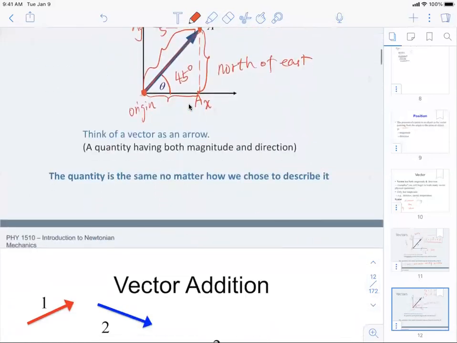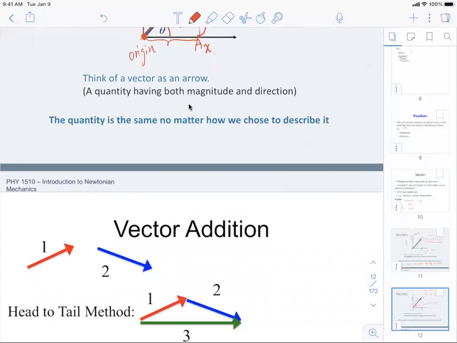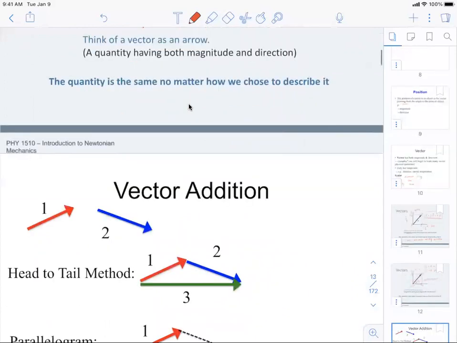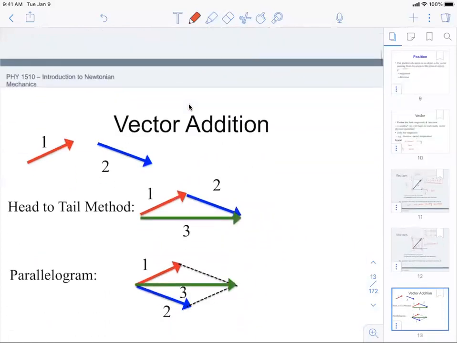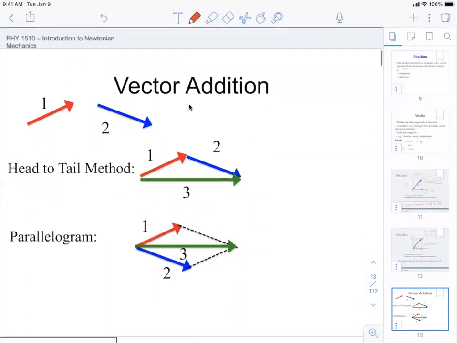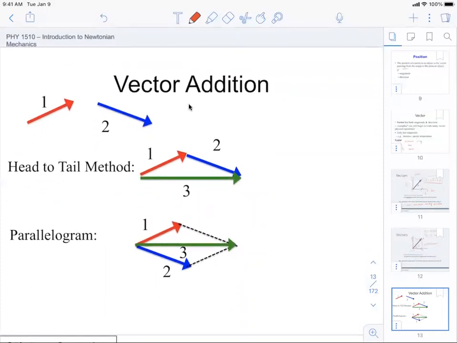So now let's look at vector addition. We have multiple vectors, and a lot of times we actually add them up or subtract them. So how do we do it when we have two vectors adding up? Vector addition is different from scalar addition. It's not like you do 2 plus 3 equals 5. It's not necessarily 5 now, because 2 and 3 have directions. So how do we do them?